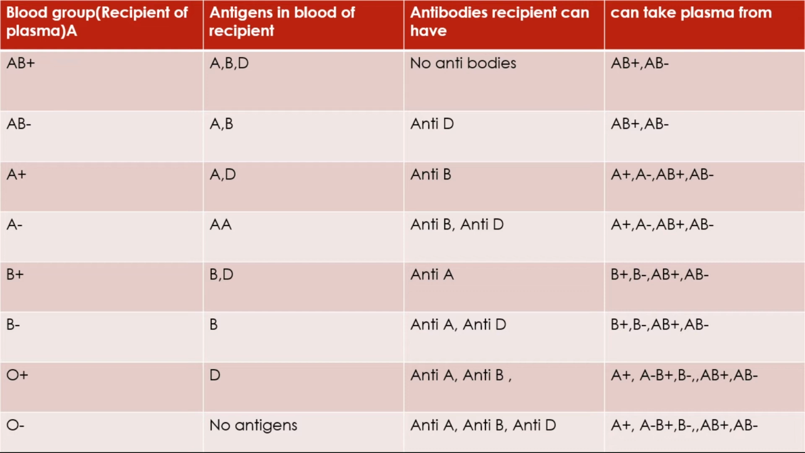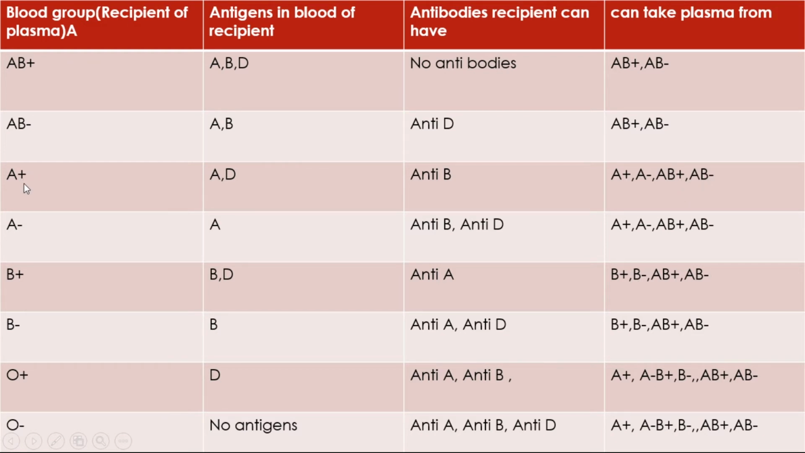If your patient is A positive, the plasma that has antibody B will be feasible for the A positive patient, or a plasma that has no antibodies. AB positive and AB negative are universal donors of plasma. So you will see throughout the columns, AB positive is all over there. So let's not discuss AB positive and negative.